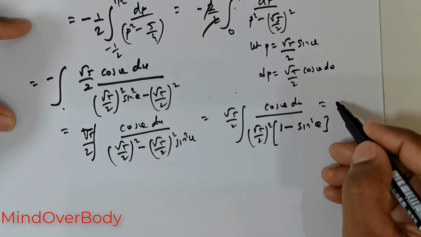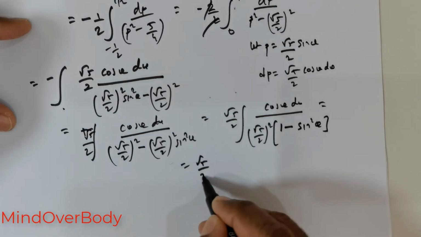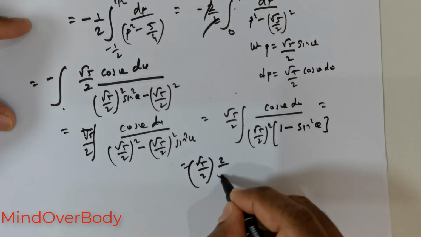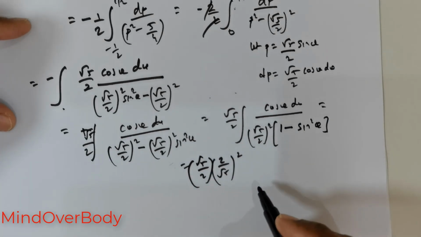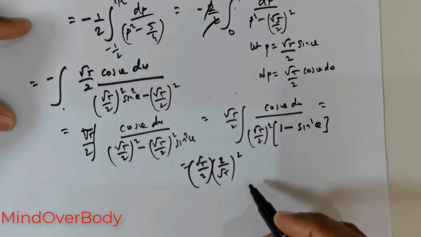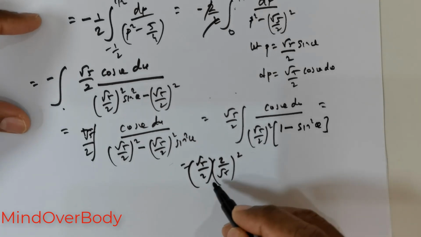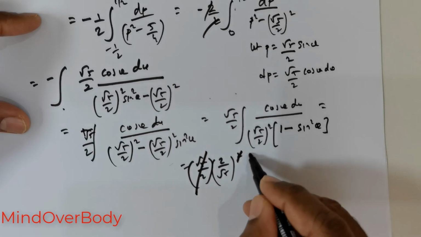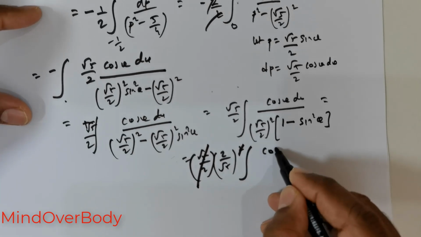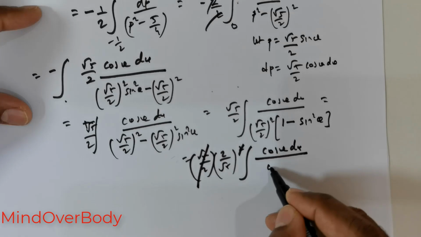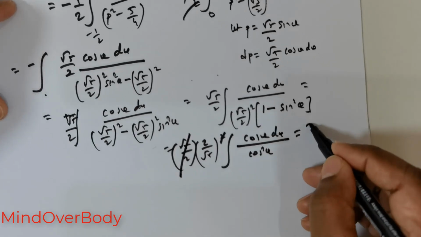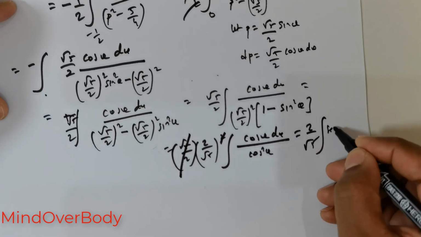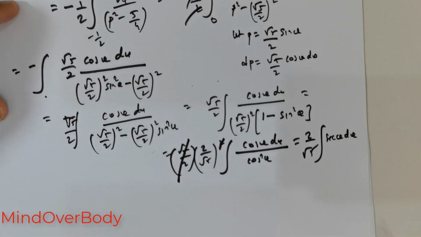So I can flip this. That would give me √5/2 times 2/√5 raised to the power of 2, right? So for sure this can be cancelled and one of these factors will be lost, times cos θ dθ divided by cos² θ, which is 2/√5 integral of 1/cos θ, which is sec θ dθ. This is what we've got.